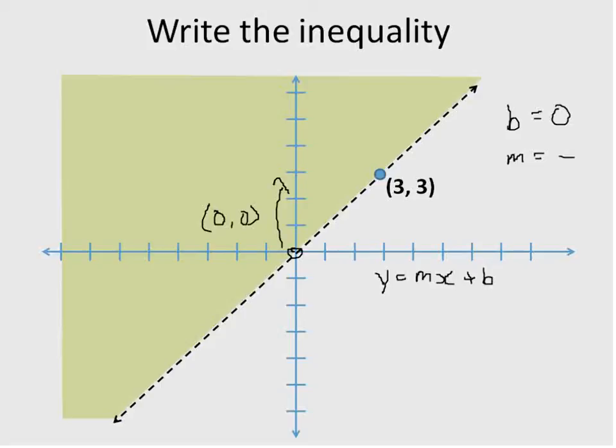So that meant my rise is 3. I moved to my right 3. So my run is 3. Rise over run, 3 over 3, or in other words, my slope is equal to 1.